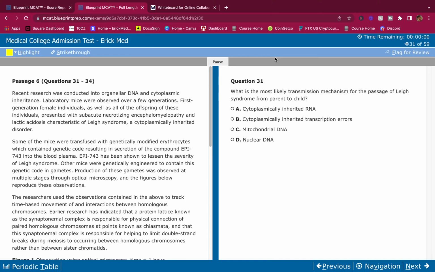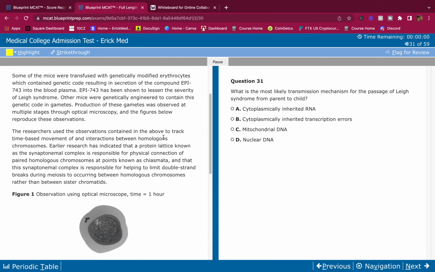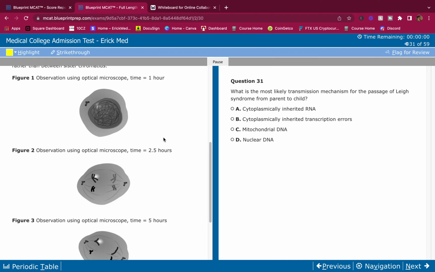This is passage number 6, BB passage. And as always, guys, go ahead, do the passage on your own first, and then hear me break it down. So, I'll scroll down so you guys can see the whole passage. Okay, pause it whenever you need to.